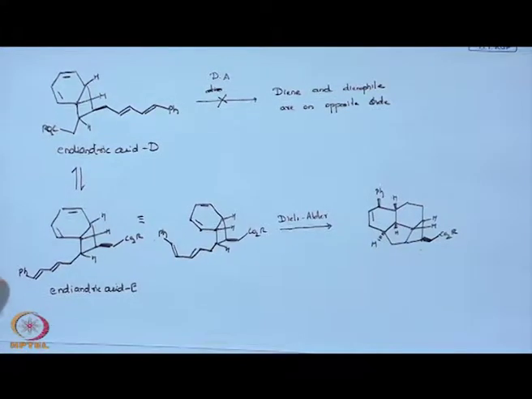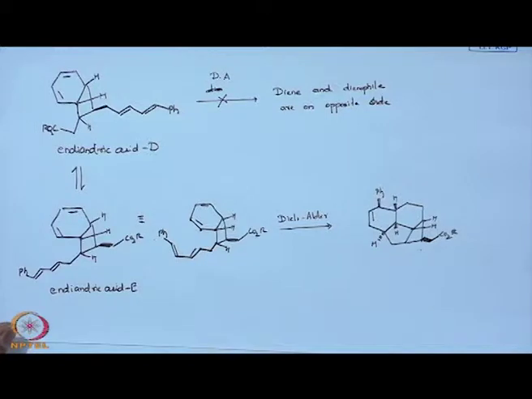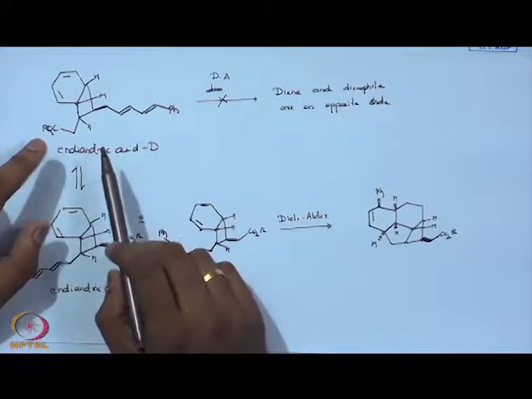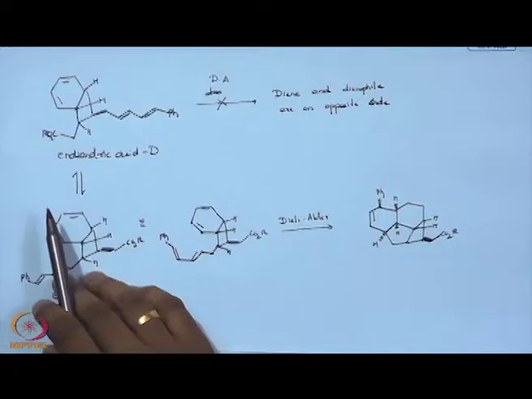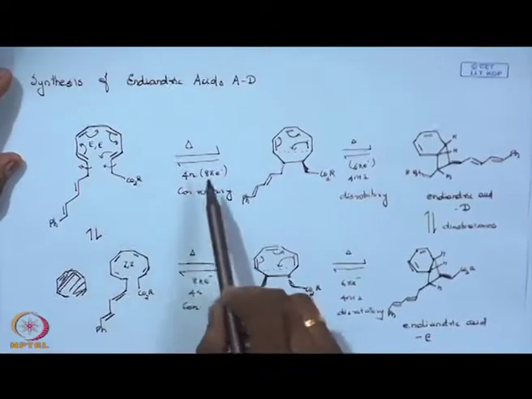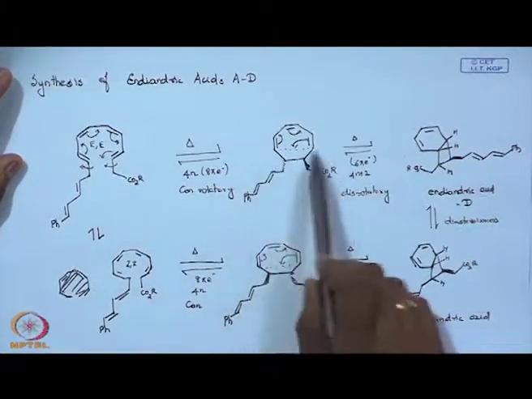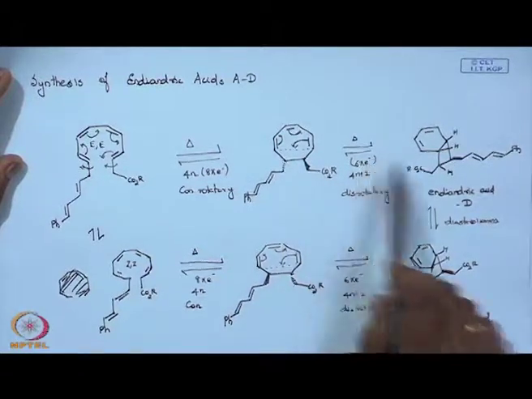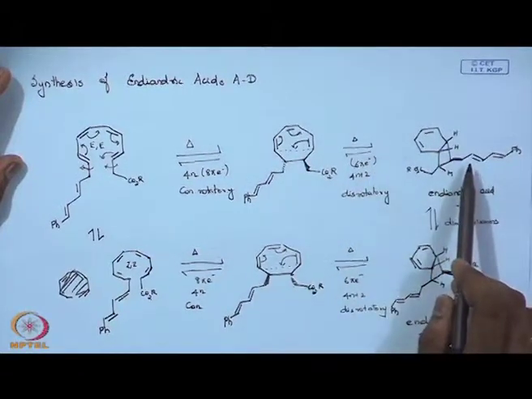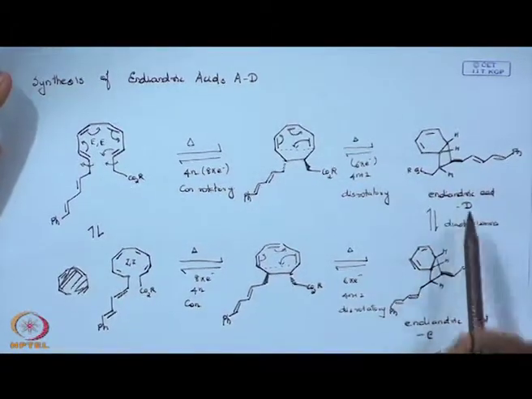So, you get this product. It is just a Diels-Alder reaction. Any doubt? We have taken a system like this, we did heating, it gets you a cyclized one, then you again heat, and it undergoes a 4n plus 2 disrotatory cyclization to give you an endiandric acid D.